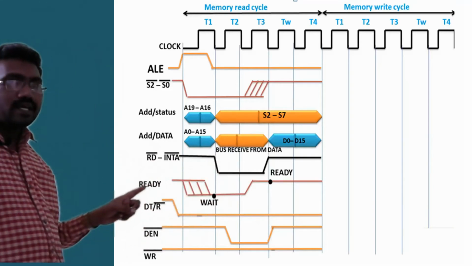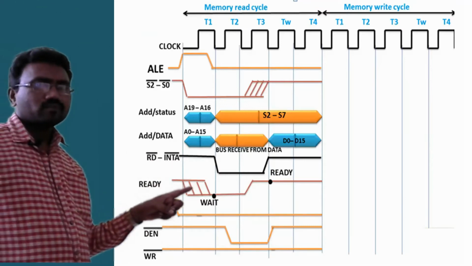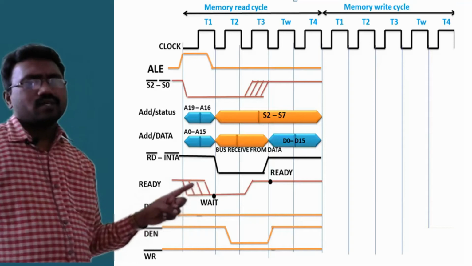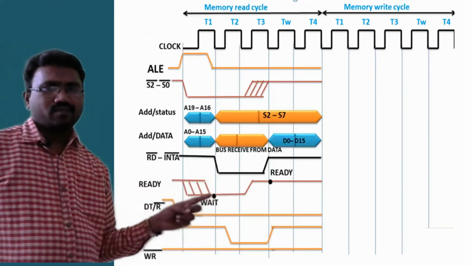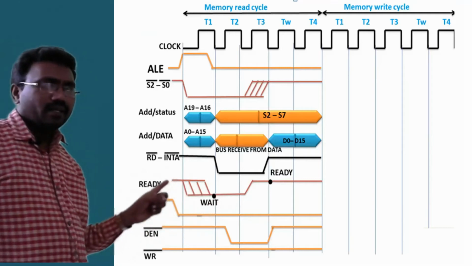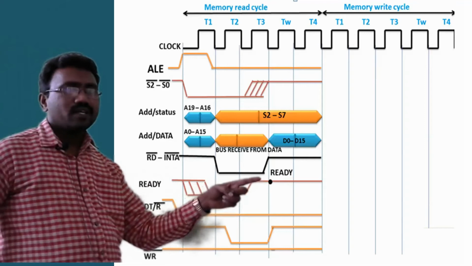Next, the ready signal. What is the ready signal? Ready is active high. Why? Because the processor is a very high speed device, whereas IO devices are very slow devices. If ready is 1, the particular IO device is ready to transfer the data.